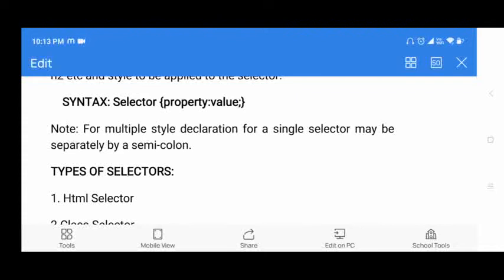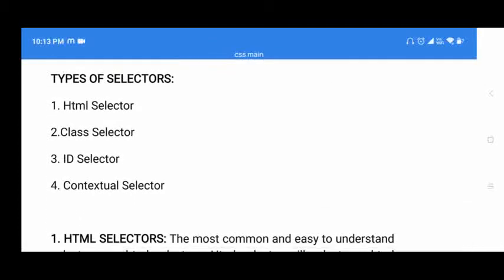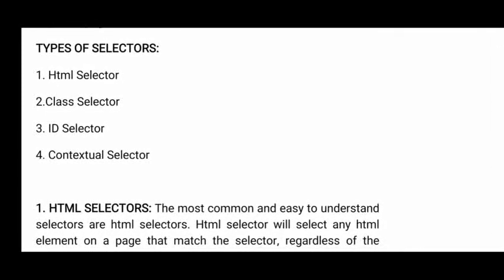Now, what types of selectors do we have? One thing I have explained is the HTML selector. Like that, we have a number of selectors. Selector itself is an essay question. Okay, so the types of selectors: HTML selector, class selector, ID selector, contextual selector. Okay, we have 4 types of selectors.